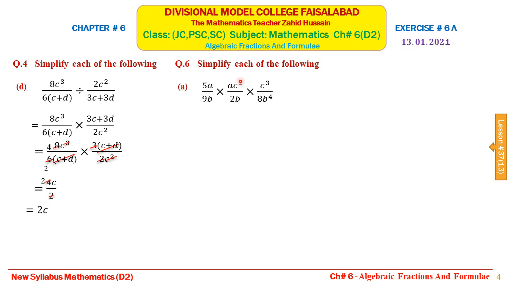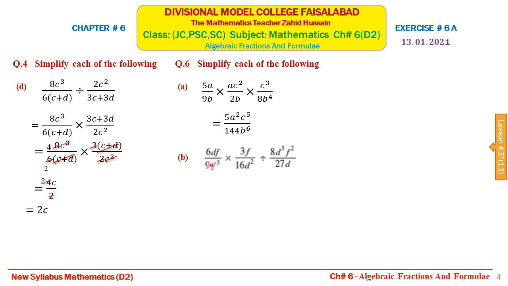5a multiplied by ac² multiplied by c³ will give us 5a²c⁵. a multiplied by a is a² and c² multiplied by c³ is c to the power 5. 9 2s are 18, 18 8s are 144. b multiplied with b is b² multiplied by b⁴ is b⁶. So this is simple, nothing is being cancelled in the numerator and denominator. So we have multiplied all the numerators together and we have multiplied all the denominators together.